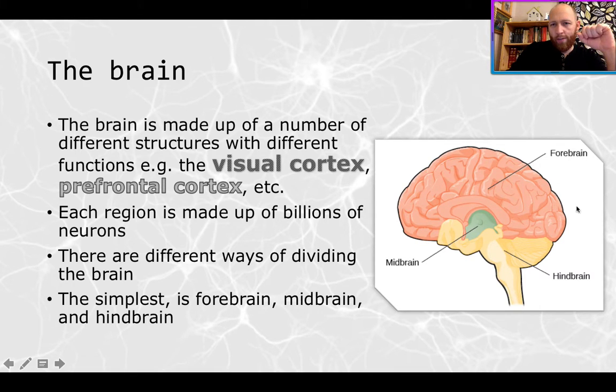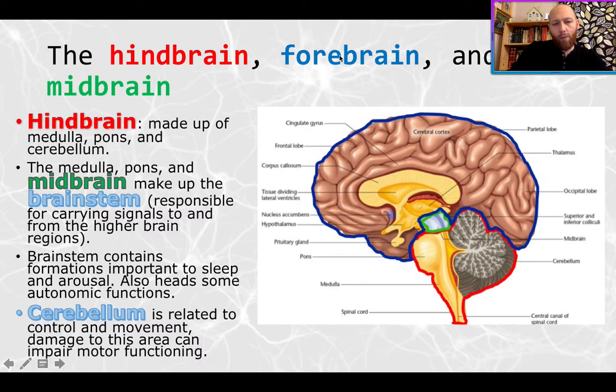The forebrain, this huge pink structure here. The midbrain, which is this little structure in the middle, and the hindbrain. Now, the hindbrain is made up of the medulla, the pons, and the cerebellum. The cerebellum is responsible for things like balance. The midbrain makes up the brain stem.